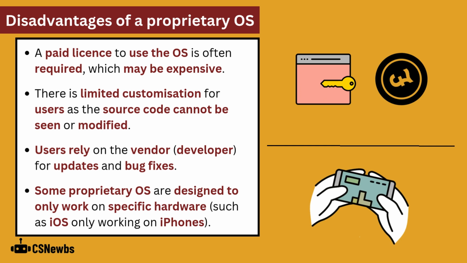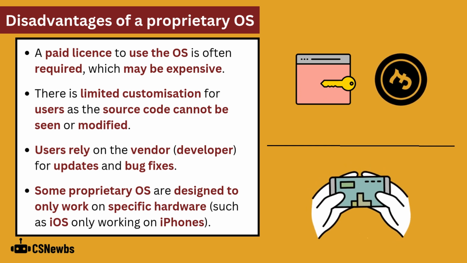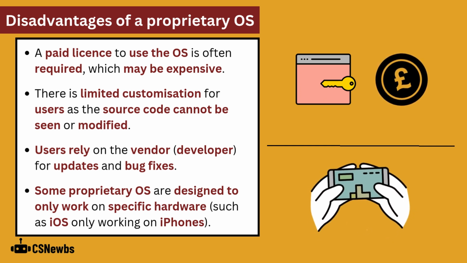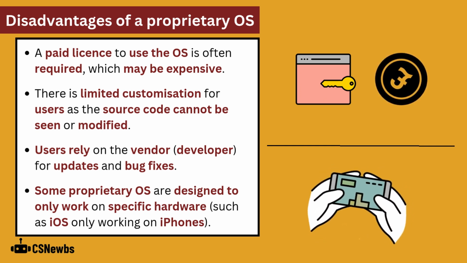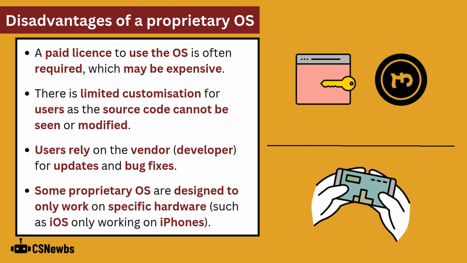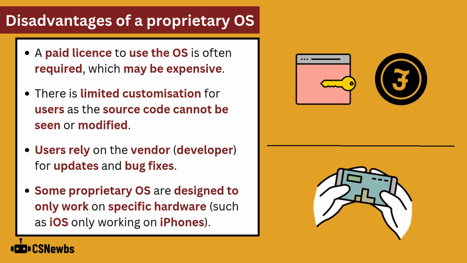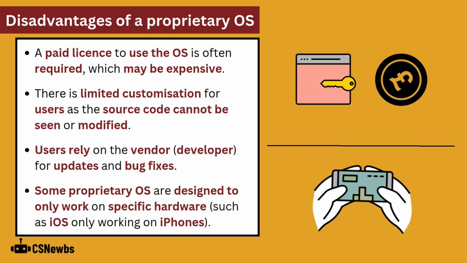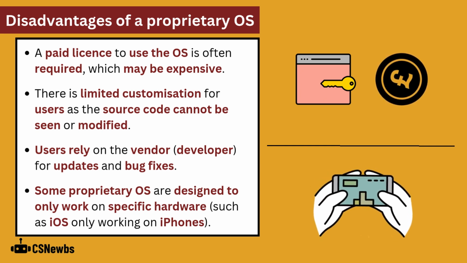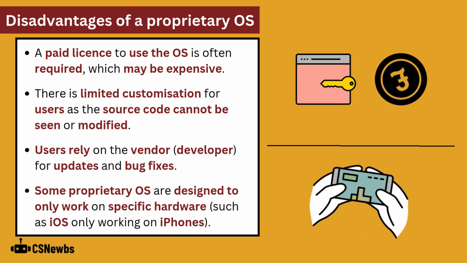Disadvantages of a proprietary operating system include that a paid license to use this OS is often required, which may be expensive. There's also limited customization for users, as the source code cannot be seen or modified, and users rely on the vendor for updates and bug fixes. Some proprietary operating systems are designed to only work on specific hardware, such as iOS only working on iPhones.